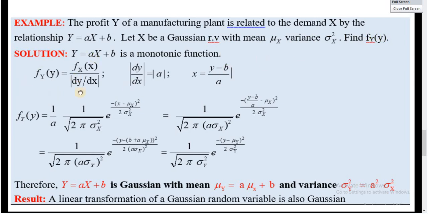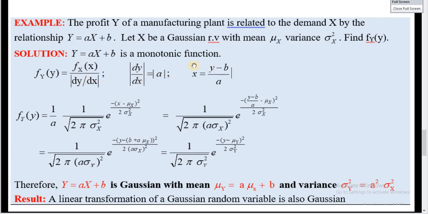So again, we use the fundamental relationship that the density function of y is the density function f of x divided by the absolute value of dy by dx. dy by dx is this constant a. Now we don't know if a is positive or negative, so we take the absolute value of a.